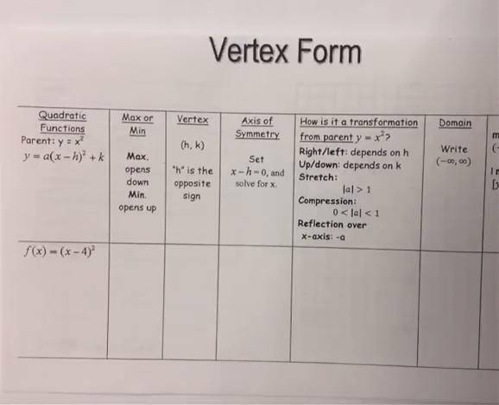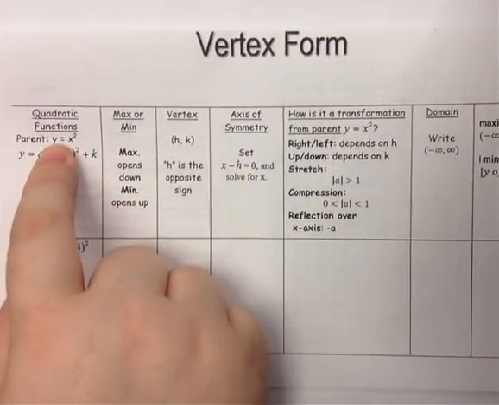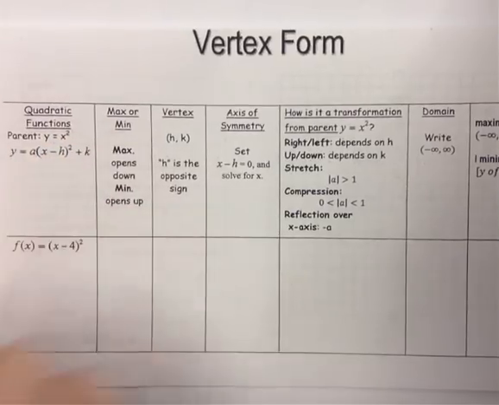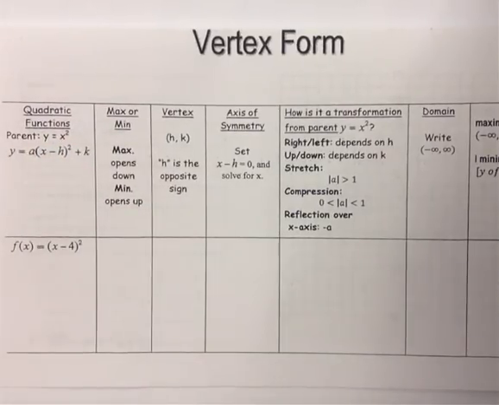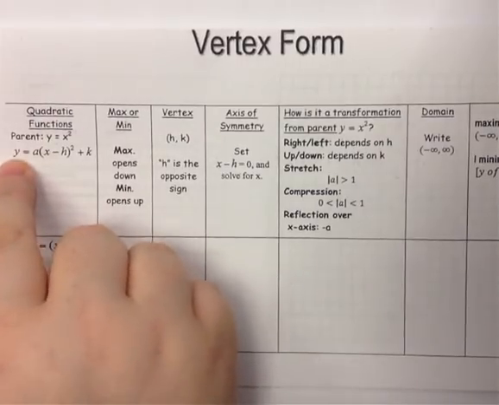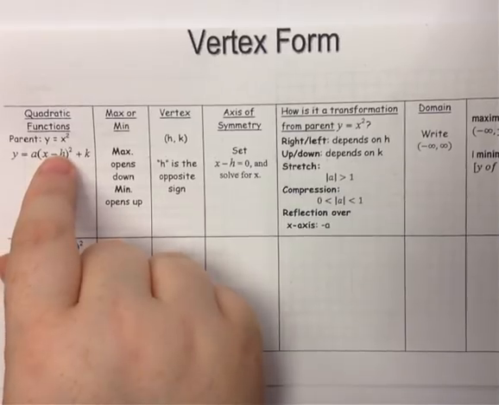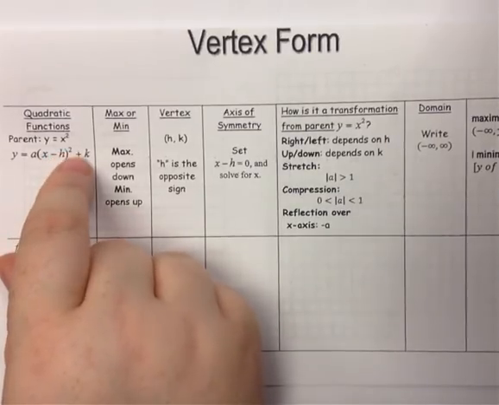This video is talking about quadratic functions that are in vertex form. The parent function of a quadratic is y equals x squared. This is any quadratic, and then it is transformed from x squared based on where the vertex is located and if it is being stretched or compressed or reflected. So vertex form actually tells you the transformations that are happening. Vertex form is written as y equals a parentheses x minus h parentheses squared plus k.